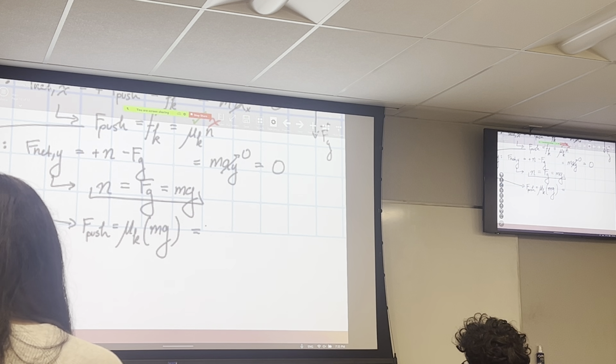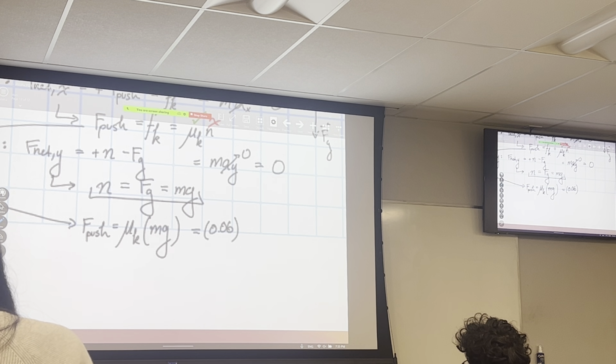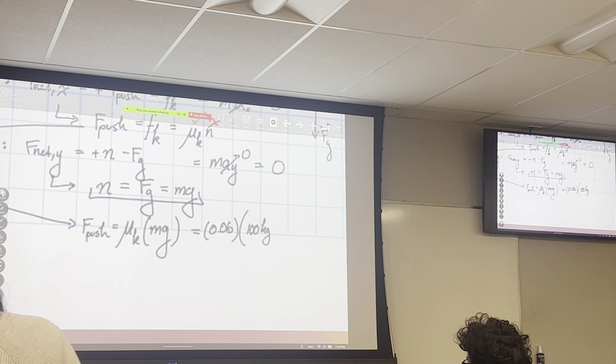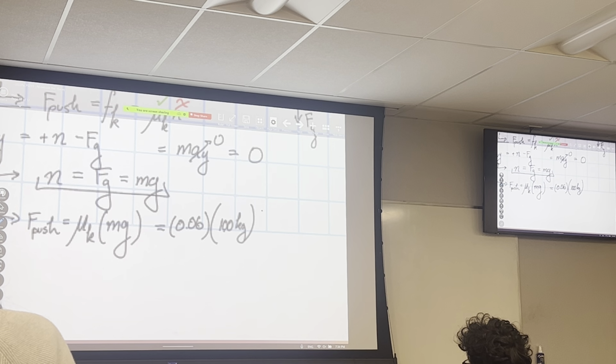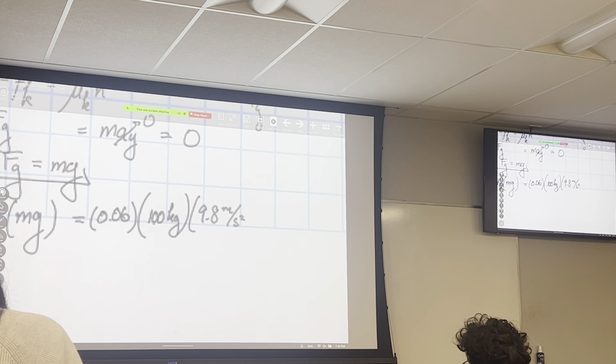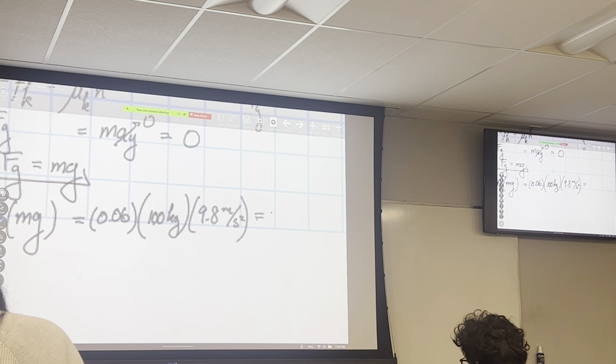Where the mu sub k from the table is going to be a value of 0.06 times the mass, which in this problem was 100 kilograms. Guys, how many pounds is that? Yeah, 220. A 220 pound wooden box she's pushing. Times 9.8 meters per second squared. And so this is going to be equal to 58.8 newtons.